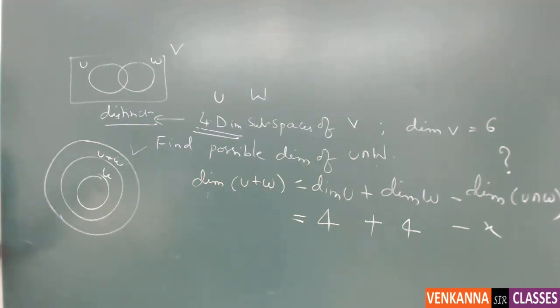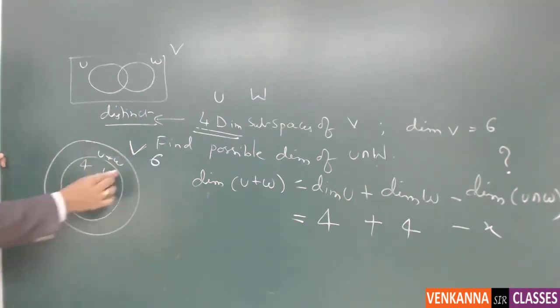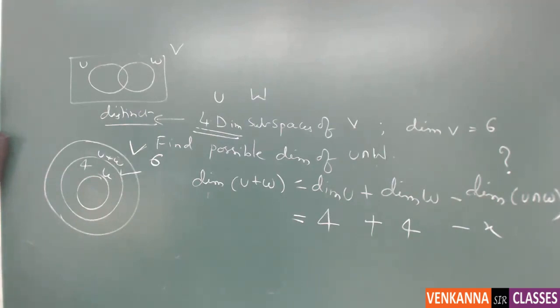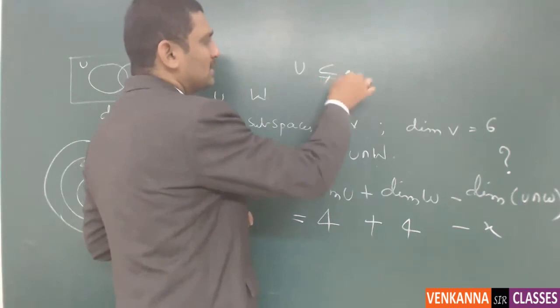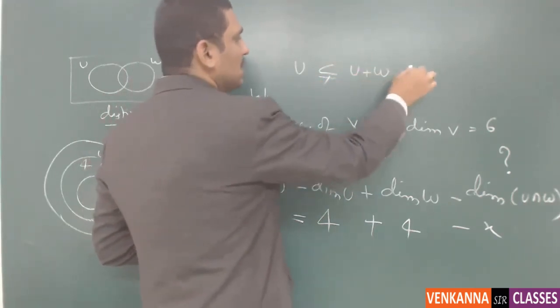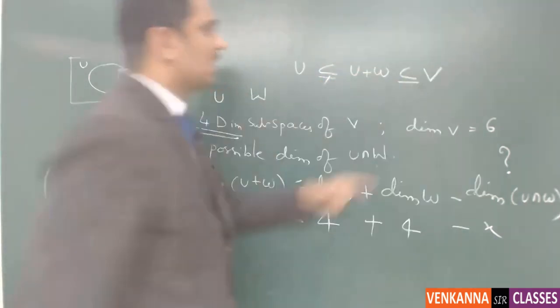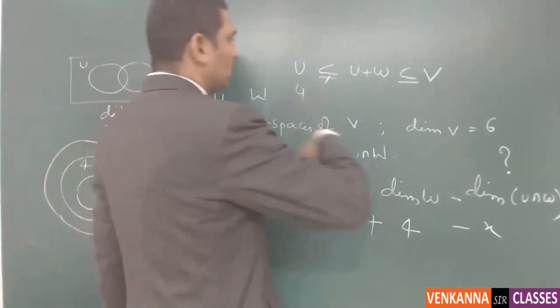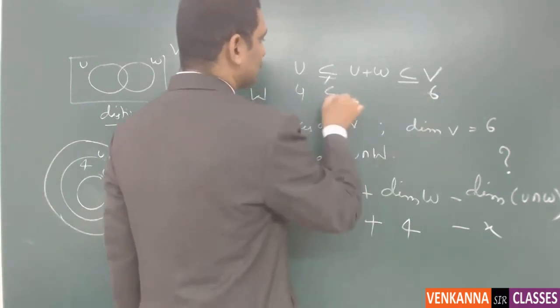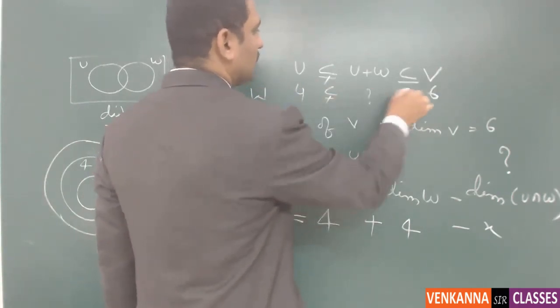So obviously this could be the hierarchy. From this, this is 4, this is 6, and what can you say about U plus W? So this is the pattern: if you write the hierarchy, U is a proper subset of U plus W, and it is a subset of V. This is the exact hierarchy you will take. So if this is 4, this is 6, and what about this one?